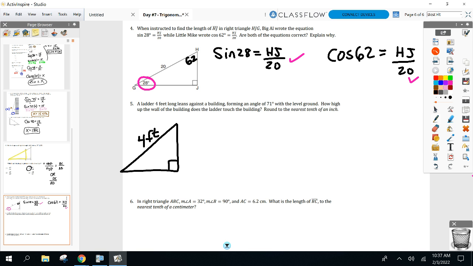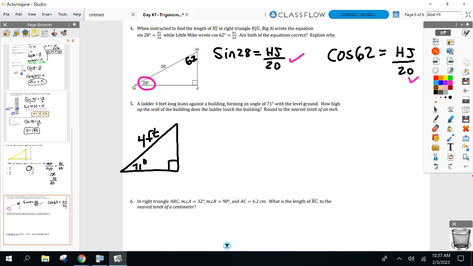The ladder is forming a 71 degree angle with the ground. Not with the air, with the ground. Where should I put the 71 now? With the ground, it's making an angle. Carter, please help. The bottom left. Thank you, with the ground. The ground is on the bottom of the figure, so 71 degrees.